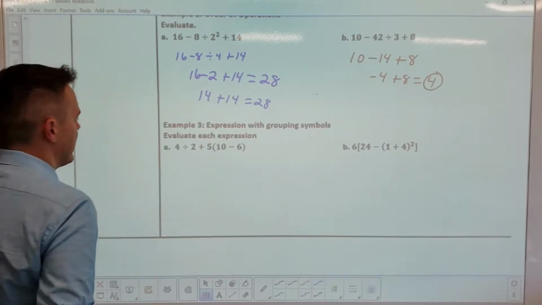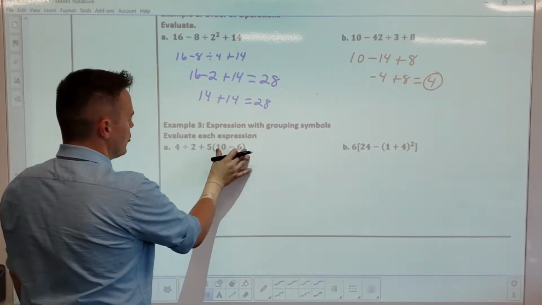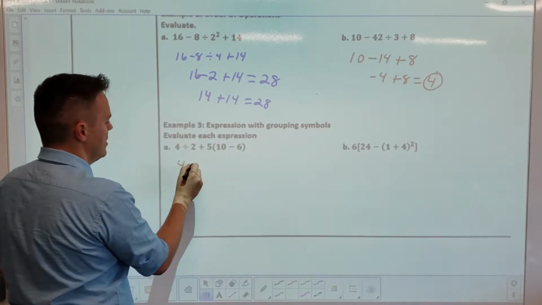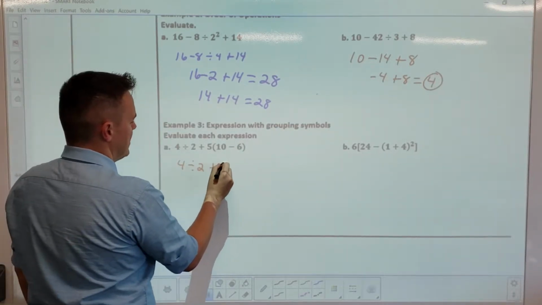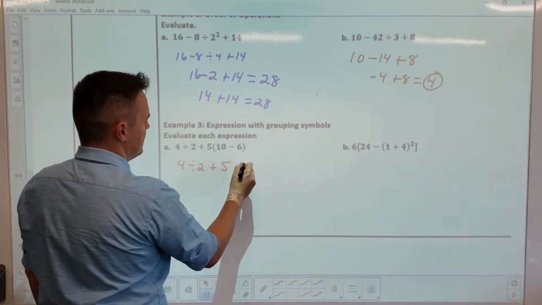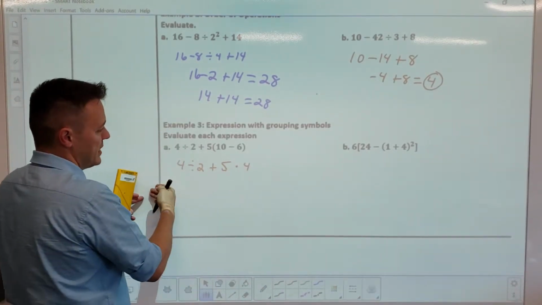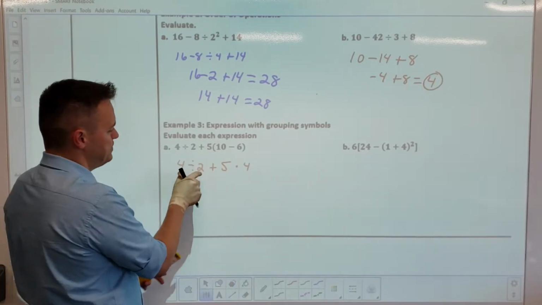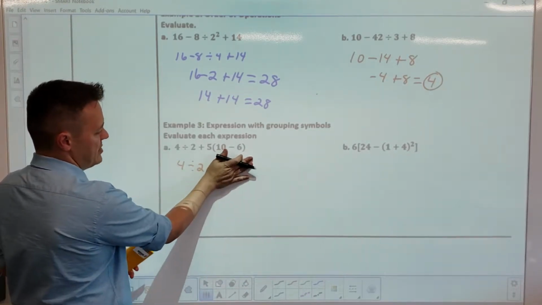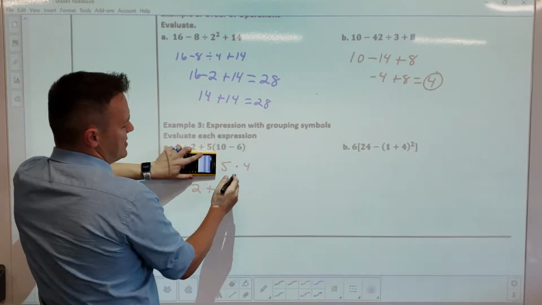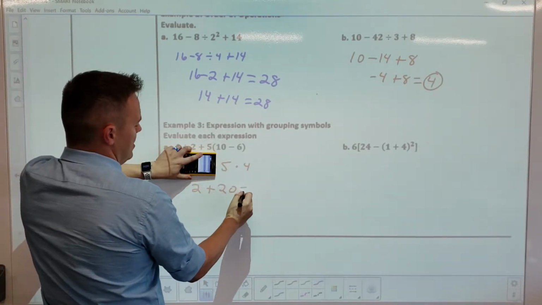All right, so let's rock and roll in this. Grouping. 10 minus 6 is 4. So it's going to be 4 divided by 2 plus 5 times 4. All right, so that's your setup. Now you do division and multiplication from left to right. So it's 4 divided by 2, 2 plus, and then it's 5 times 4, which is 20, which equals, of course, 22.